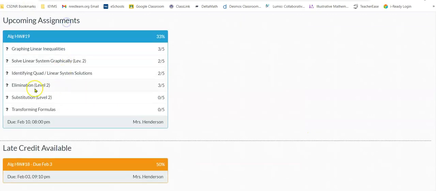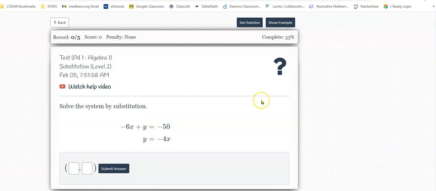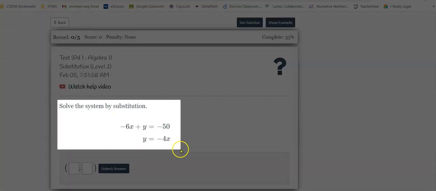Okay, I'm going to go on to substitution. Now when we use substitution, we do this because all of our variables are not lined up. Sure, we could manipulate this. We could add 4x to both sides and use the elimination method. And if that's the method that you love to use, then you should use that method.